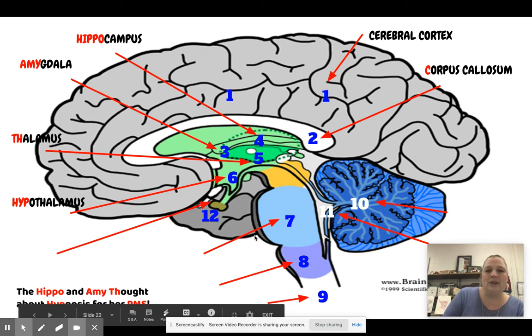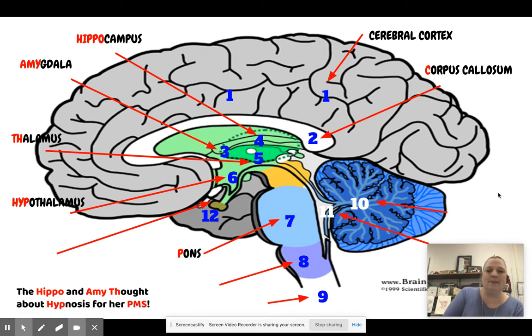Now we're going to skip down to number 7 here. Number 7 is your pons. Highlight the letter P. Your pons stimulates your breathing and controls your sleep cycle. So again, very important for sleep and breathing.